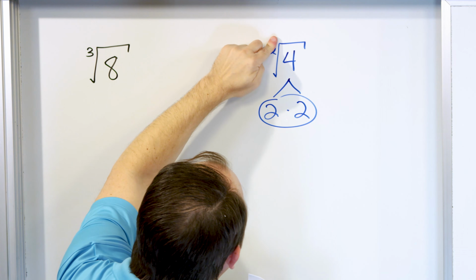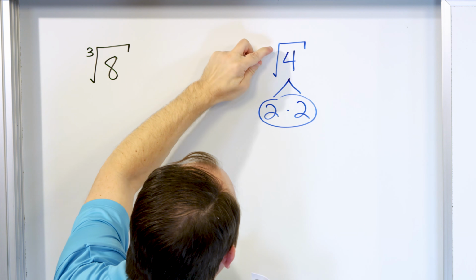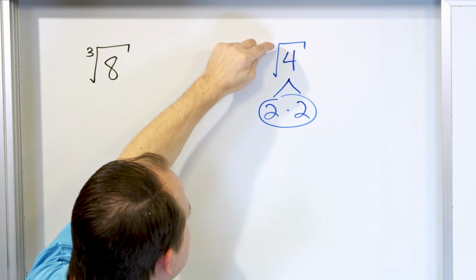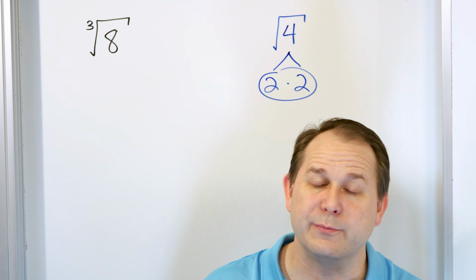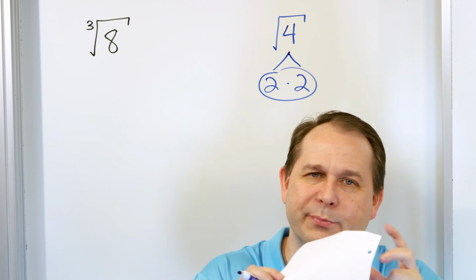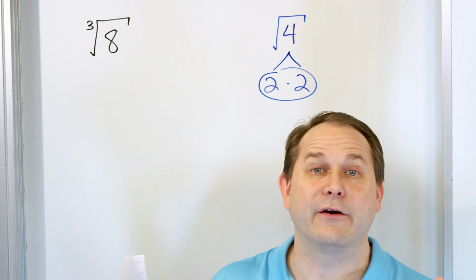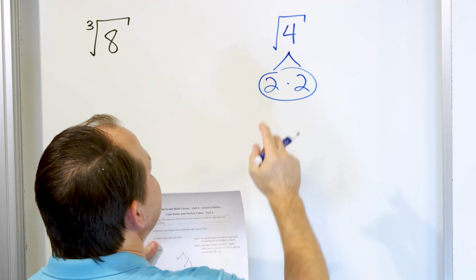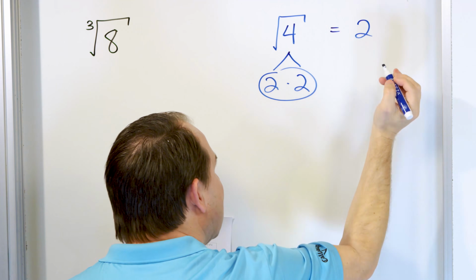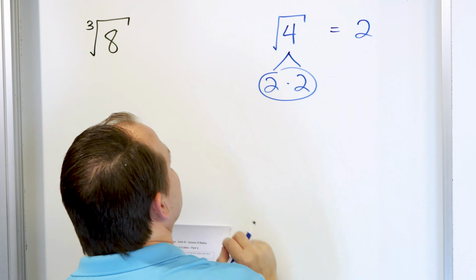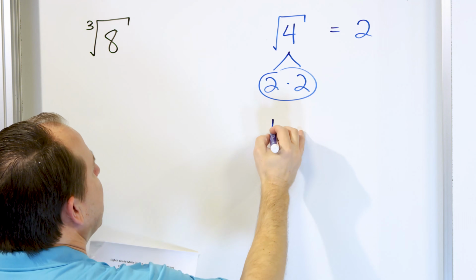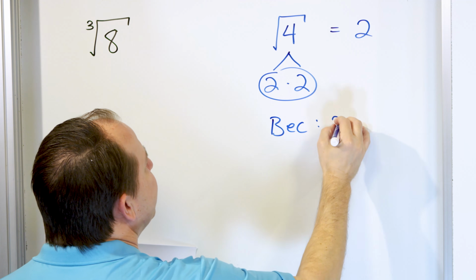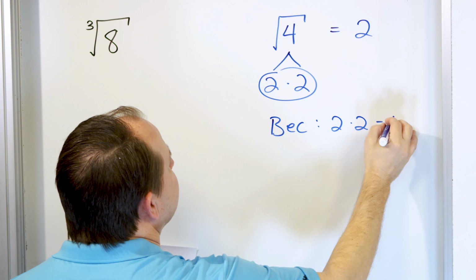Now, in reality, we don't write the number 2 there. You know that when you see a radical like this and nothing there, you are to assume that it is a square root. So when you build your factor tree, you look for pairs of numbers, and that's how we calculated what the square root is. And the answer to the square root of 4 is equal to 2 because 2 times 2 is equal to 4. All right? So I'll go down here. I'll say because 2 times 2 is equal to 4.